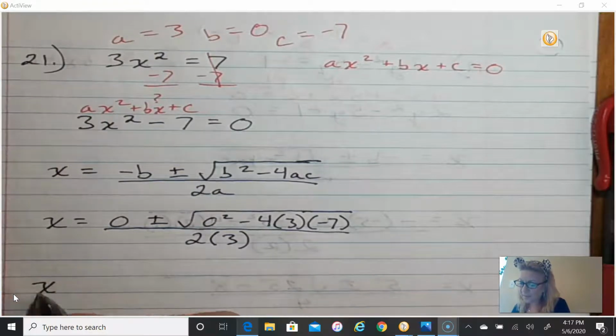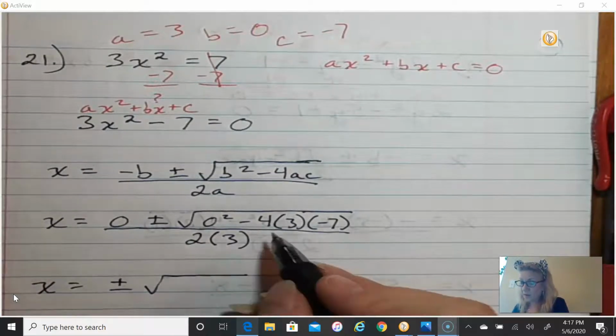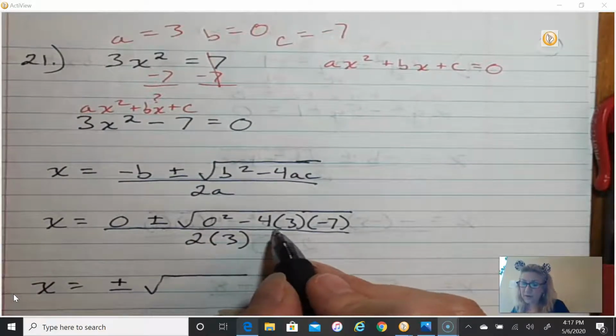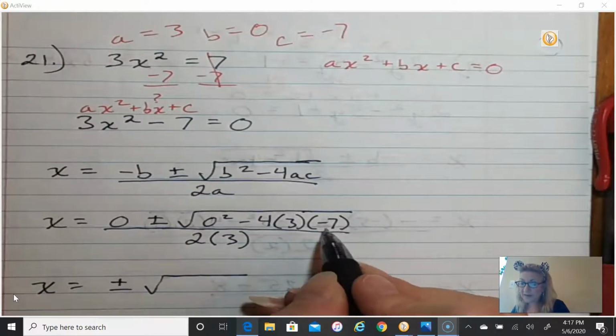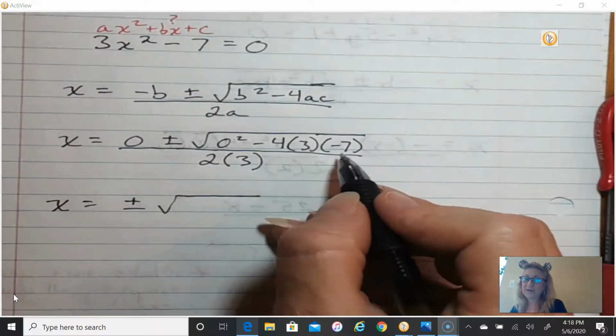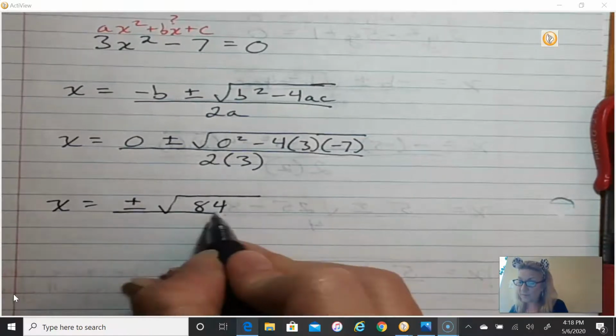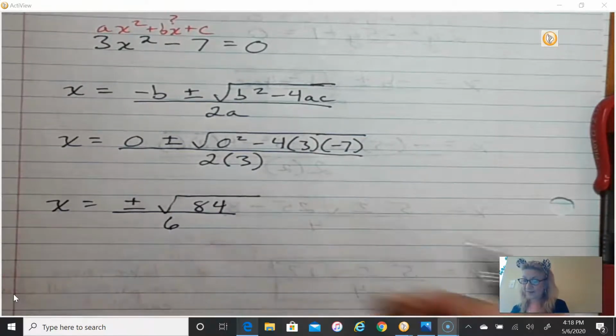Now we start working. I don't need to include that 0 anymore because it doesn't exist. 0 squared is nothing, so I'm getting rid of that. So right here, negative 4 times 3 times negative 7. First of all, negative times negative is going to give you positive. So negative 4 times 3 times negative 7 is going to give you a positive 84. 2 times 3 is 6.